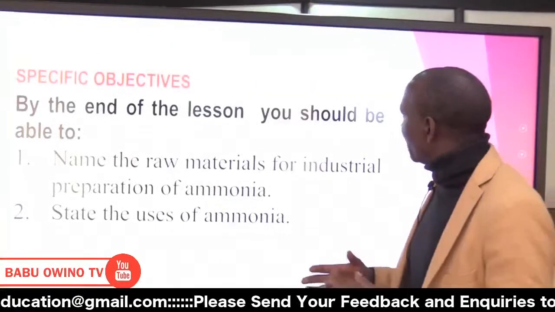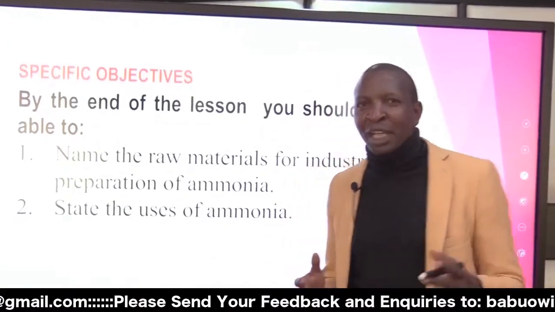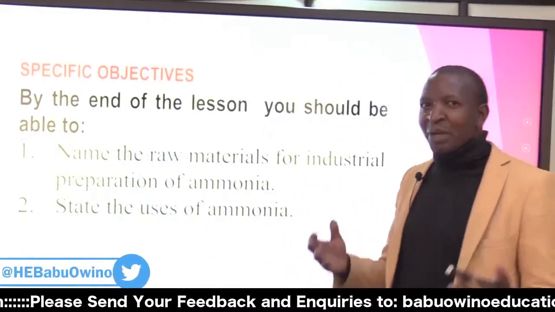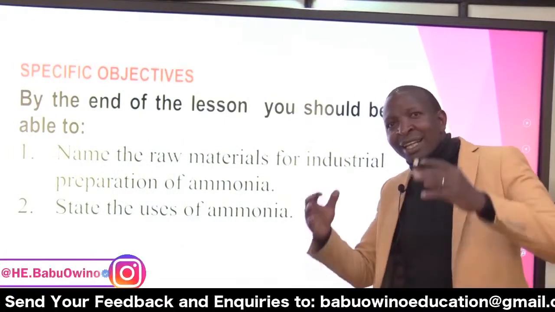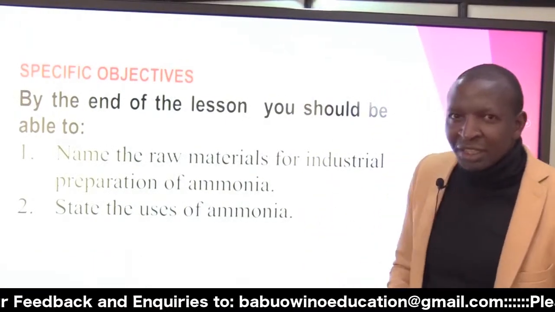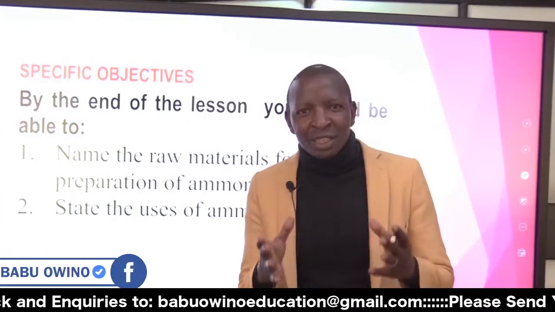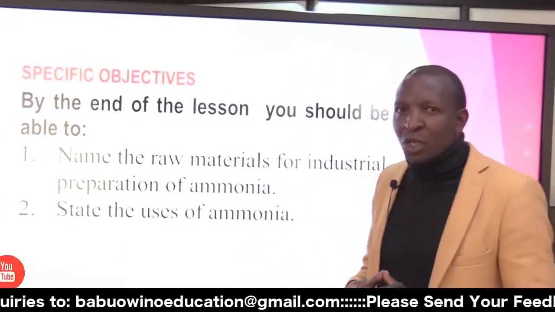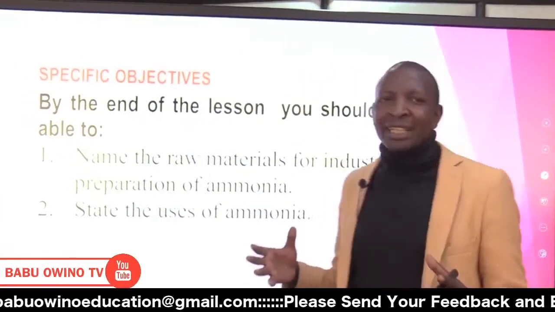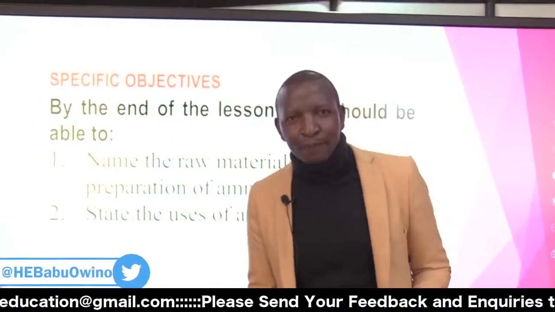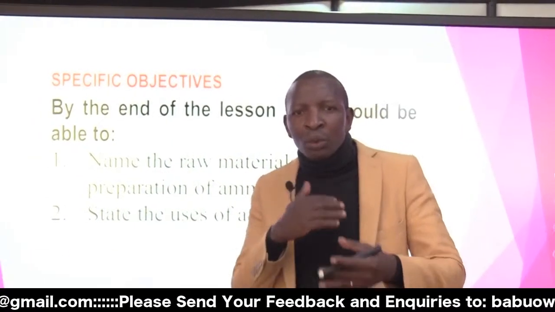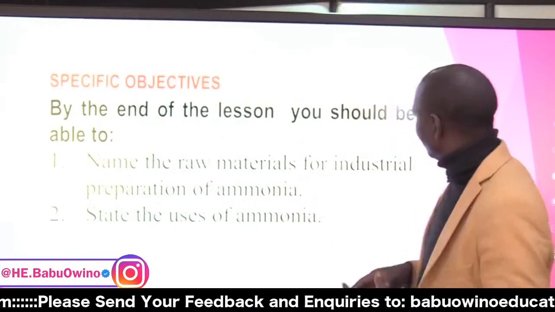By the end of the lesson, you, the learner, should be able to name the raw materials and the optimum conditions that are required for industrial manufacture of ammonia. You should be able also to state the uses of ammonia gas. So watch until the end.